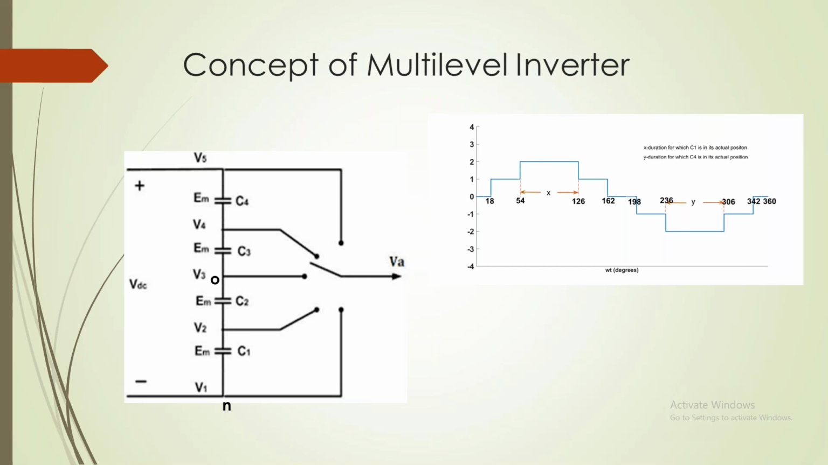if I throw it to the bottom level, A is connected to N, and O is already connected, so it is minus VDC by 2. So I'll get five different possibilities: plus VDC by 2, plus VDC by 4, 0, minus VDC by 4, minus VDC by 2. This is an example of a five-level inverter. However many levels you want to access, you divide the supply into that many stages and make them accessible, and I'll get the different levels.